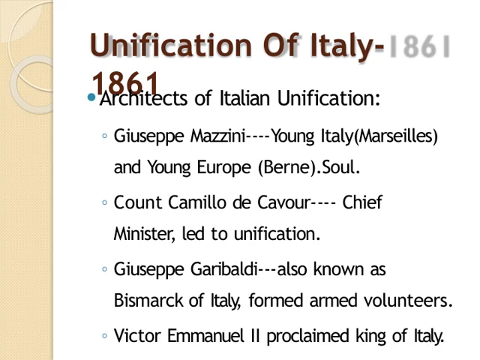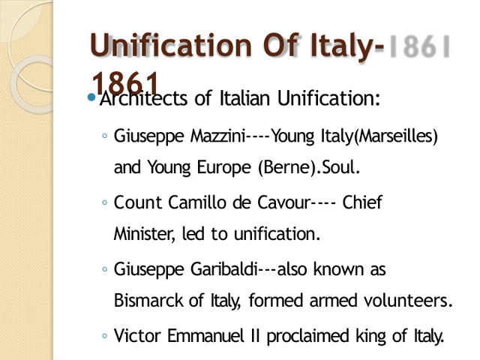Today, I want to talk about the unification of Italy in 1861 and highlight the key figures who were the architects of this historic event. First, we have Giuseppe Mazzini, a passionate revolutionary whose ideas fueled the movement. He founded groups like Young Italy in Marseille and Young Europe in Bern, which aimed to inspire unity and independence across the continent. Mazzini was truly the soul behind the push for unification.